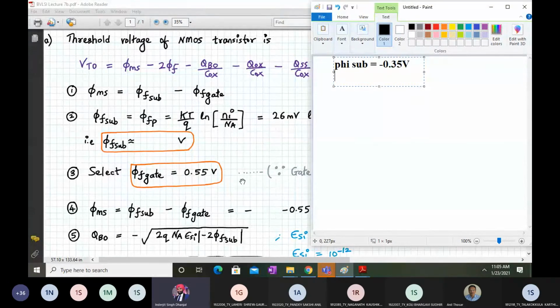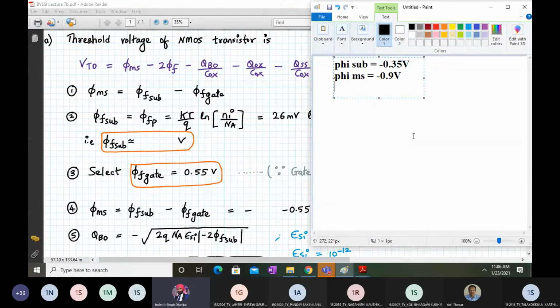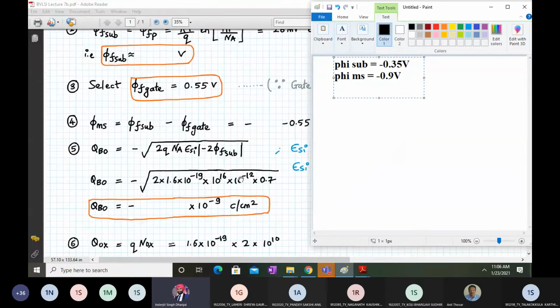Okay. So similarly, your phi f ms will now be just a subtraction of phi f substrate minus phi f gate. Phi f substrate is minus 0.35 and phi f gate is 0.55. So you have to just subtract them and you will get an answer. This is pretty straightforward, 0.9. Okay. So are you getting these answers? I hope so. Now, I'll wait for 5 seconds more so that if anyone responds.